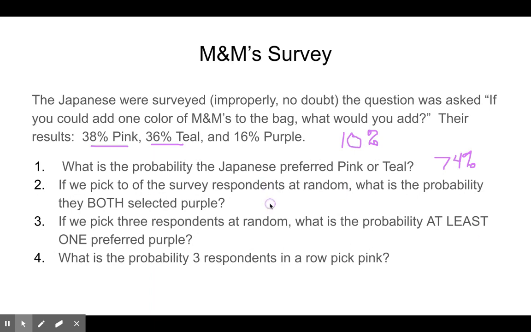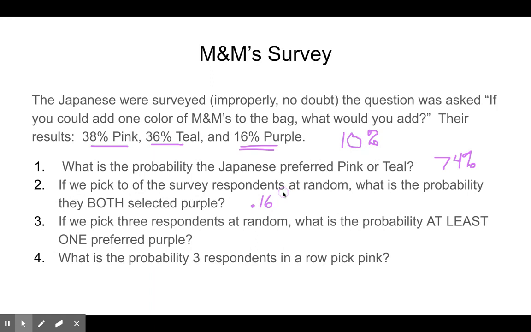If we pick two respondents at random, what's the probability that they both selected purple? So now we have two people selecting purple. Purple is 16%, and we don't have one, we have two now. So the probability of the first person picking purple is 16%. Now two things are happening at the same time, right? Two independent people. One doesn't affect the other. We're assuming that just because one person picked purple, the other one can still choose whatever color they want. They don't know what everybody else picked. So their choice of purple is also 16%.